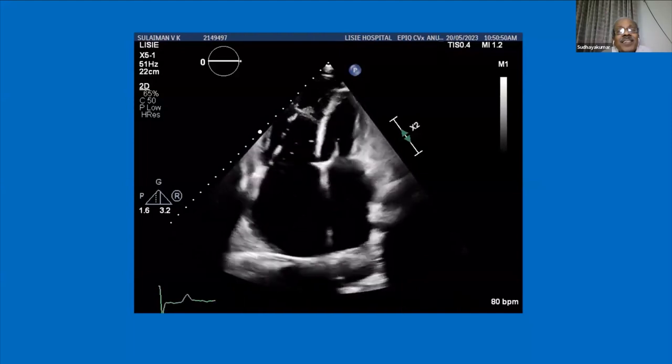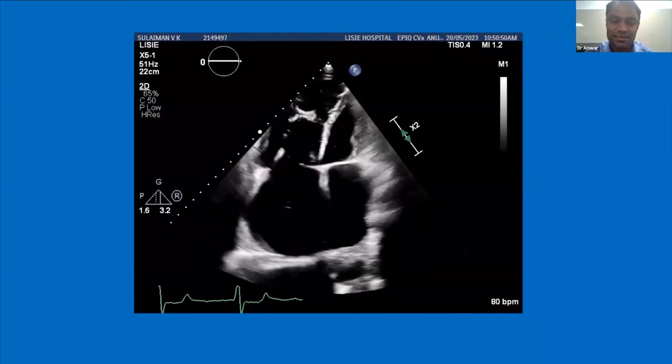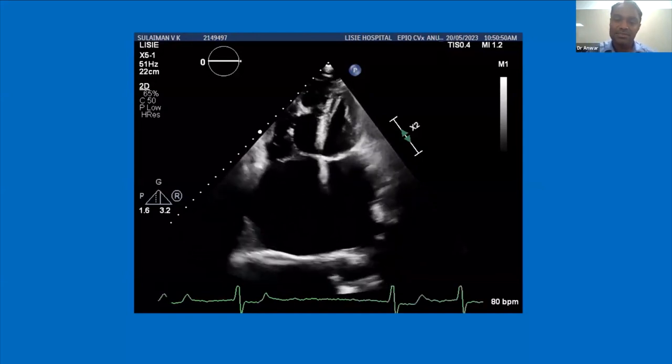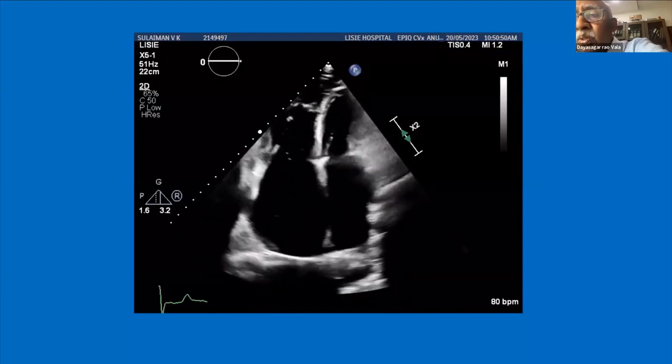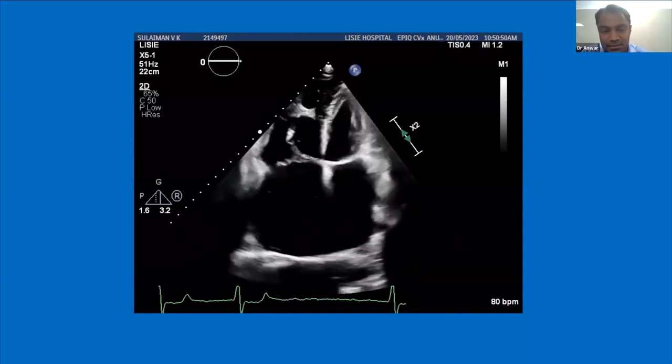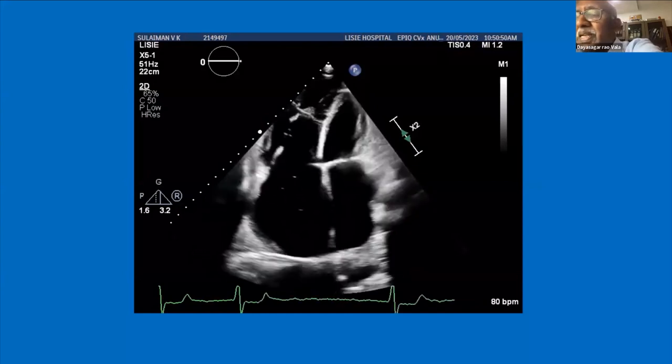Apical four-chamber view showing dilated RA, RV, and LA with good LV function. LA is dilated according to you? Yes, sir, dilated. What is your criteria by echo to say there is LA enlargement?